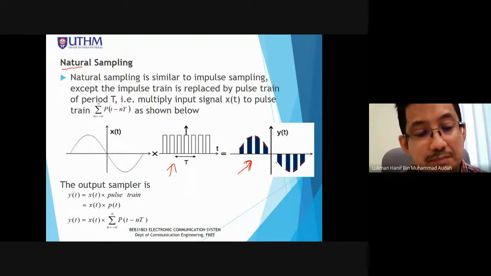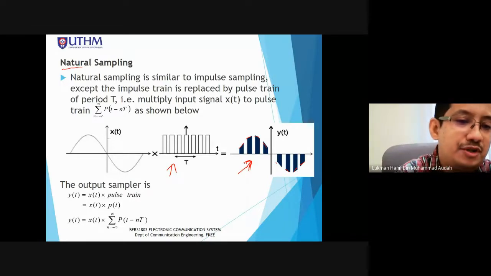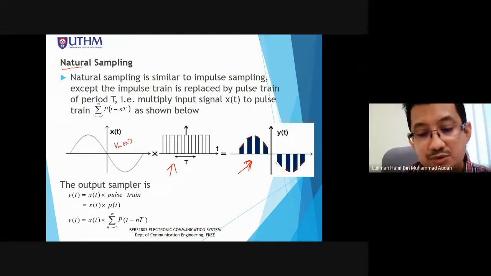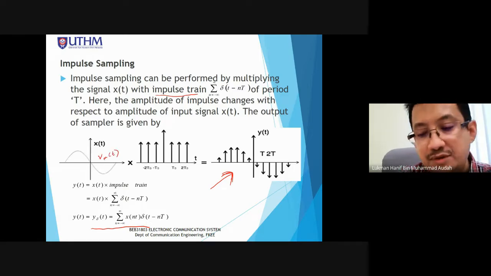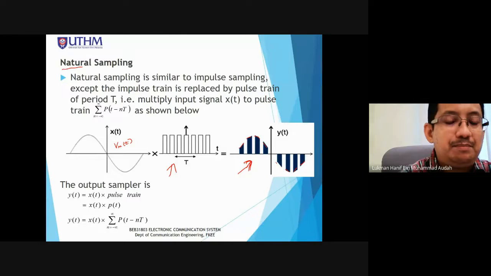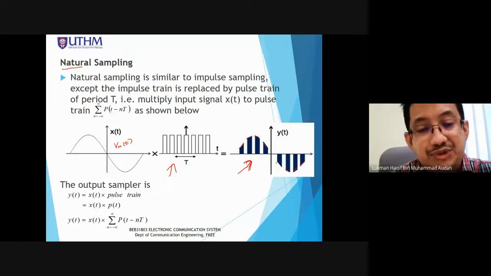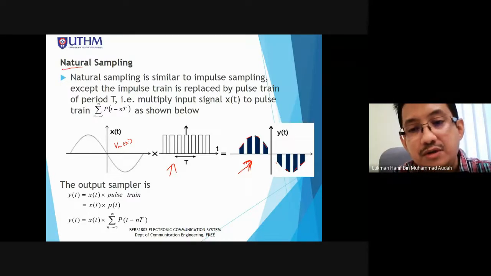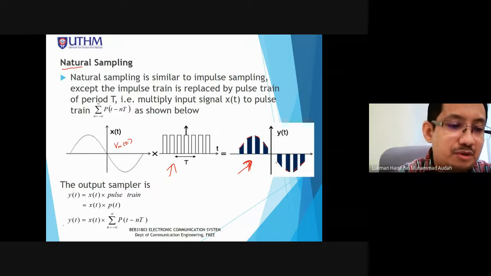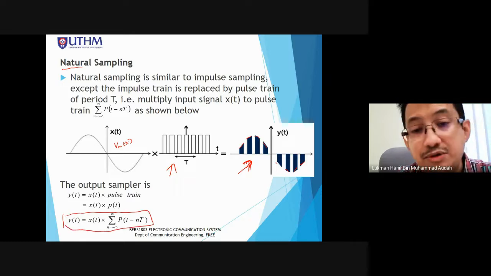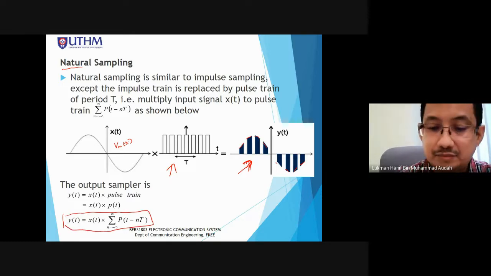That means we multiply the input. Remember the input is VMT. Ini adalah input VMT. Sama juga yang tadi VMT. Okay. So when we multiply with a rectangular pulse train, we're going to produce natural sampling like this. So we do the process of multiplication in the time domain. Okay, so ini pun tidak perlu hafal.